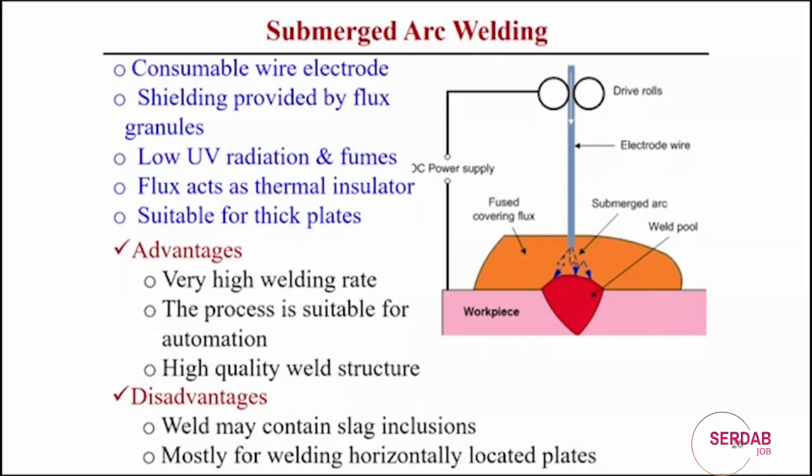And flux actually acts as a thermal insulator, and this process is mainly suitable for very thick material. So, a large volume of welding is required. In that case submerged arc welding is a good choice. The submerged arc welding process has also been developed so that not only a single wire, but twin wires, two wires, can be used instead of a single wire.